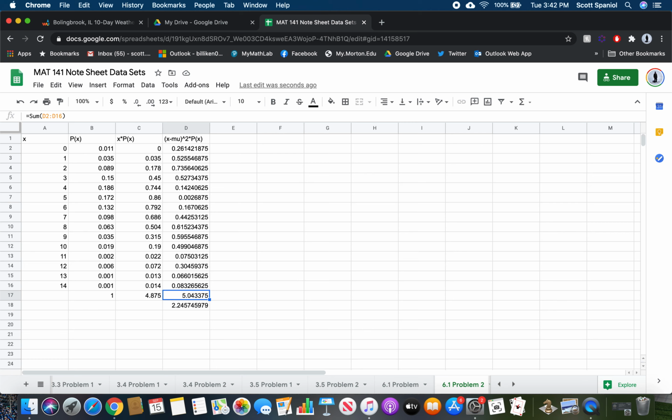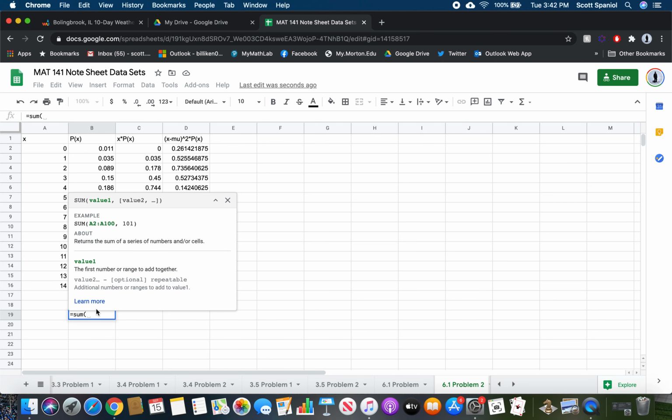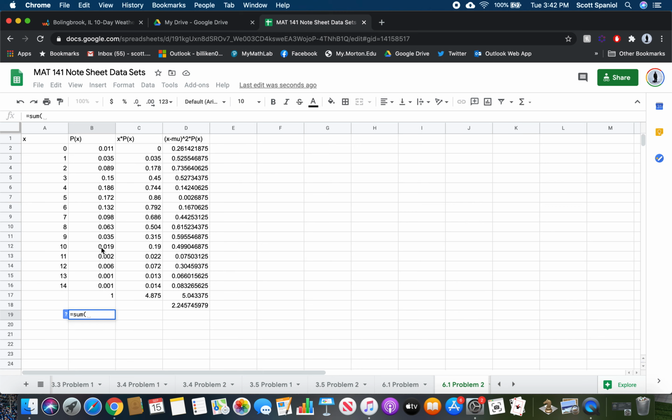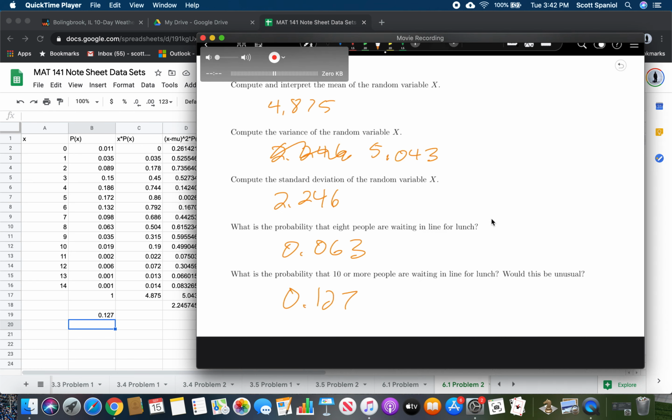And then what's the probability that 8 people are waiting in line? Well, that's just right here. So that's 0.063. And then what's the probability of 10 or more people? So we just need to add these together. And if you wanted to, you could use Google Sheets to do that too. I can do a sum, and then I just tell it which columns I want, which is 10 or more. So I'm going to highlight 10 or more, close parenthesis, and there's my answer, 0.127. Okay, and so that's the idea and how you can use Google Sheets to do these.